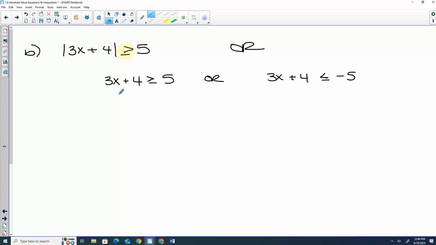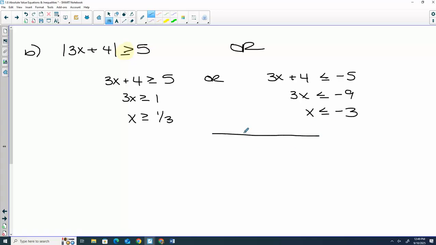So if we solve each of these, 3x is greater than or equal to 1, so x is greater than or equal to 1/3. This one, 3x is less than or equal to -9, so x is less than or equal to -3. How do I write the interval for these? Okay, the equal to means a bracket. If you need to, think about a number line. Greater than or equal to 1/3 would be a bracket at 1/3 going to the right. Less than or equal to -3 should be a bracket at -3 going to the left.